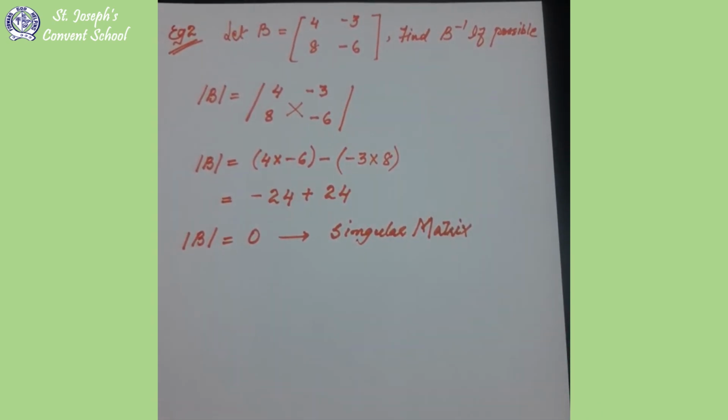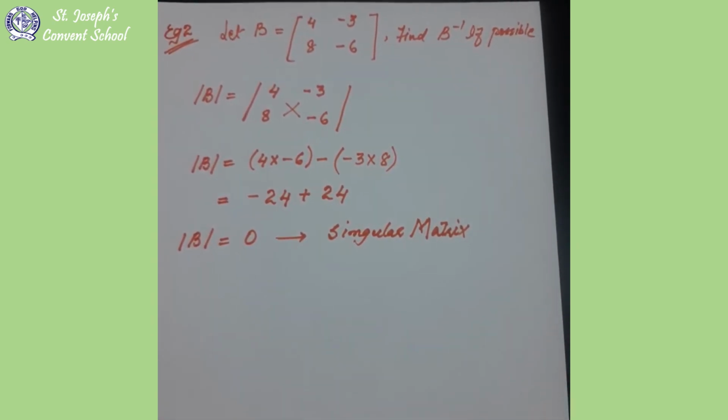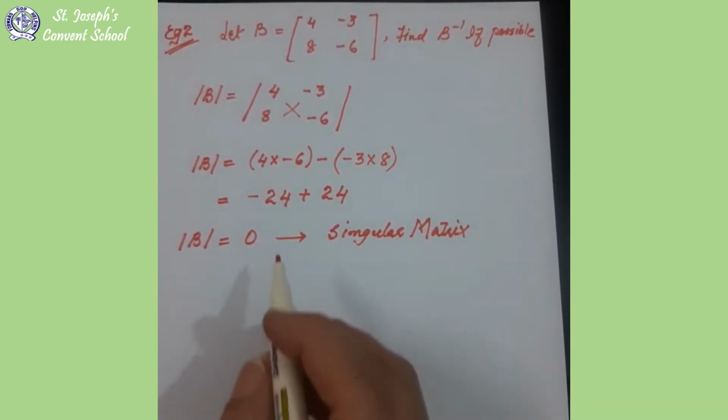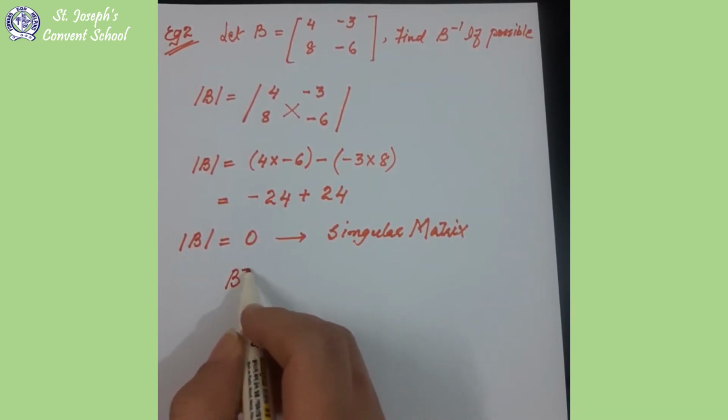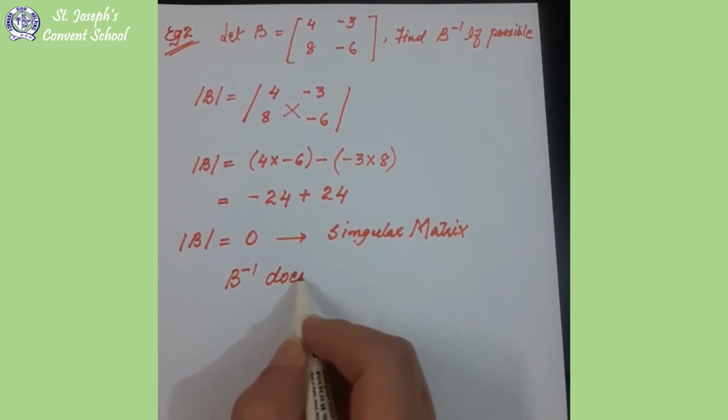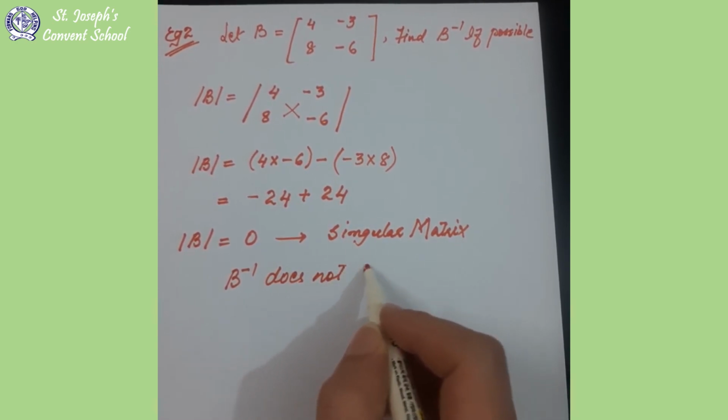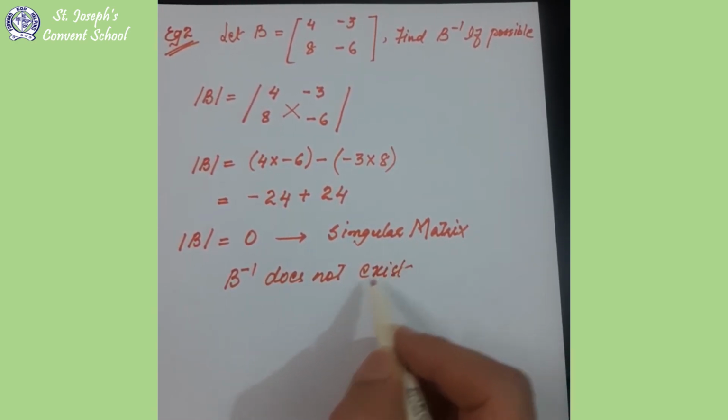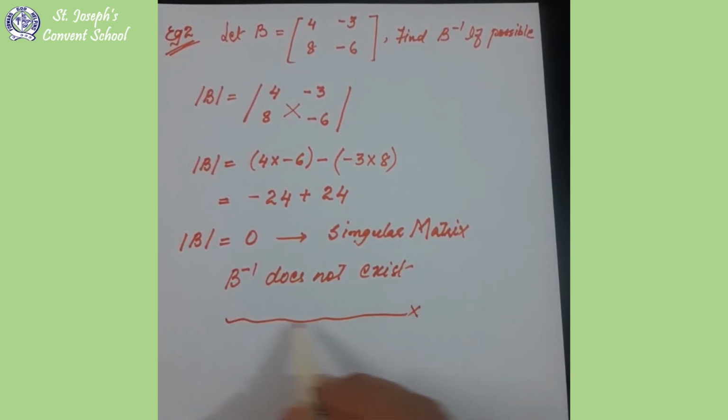And I told you before also, if matrix is singular matrix, it means that you cannot find the multiplicative inverse. So it means that B inverse does not exist. Okay. So no need to solve it further. You will stop here. Just find the determinant. If it is 0, don't find multiplicative inverse. If it is not equal to 0, then you will apply the formula adjoint A upon determinant A, or adjoint B upon determinant B.